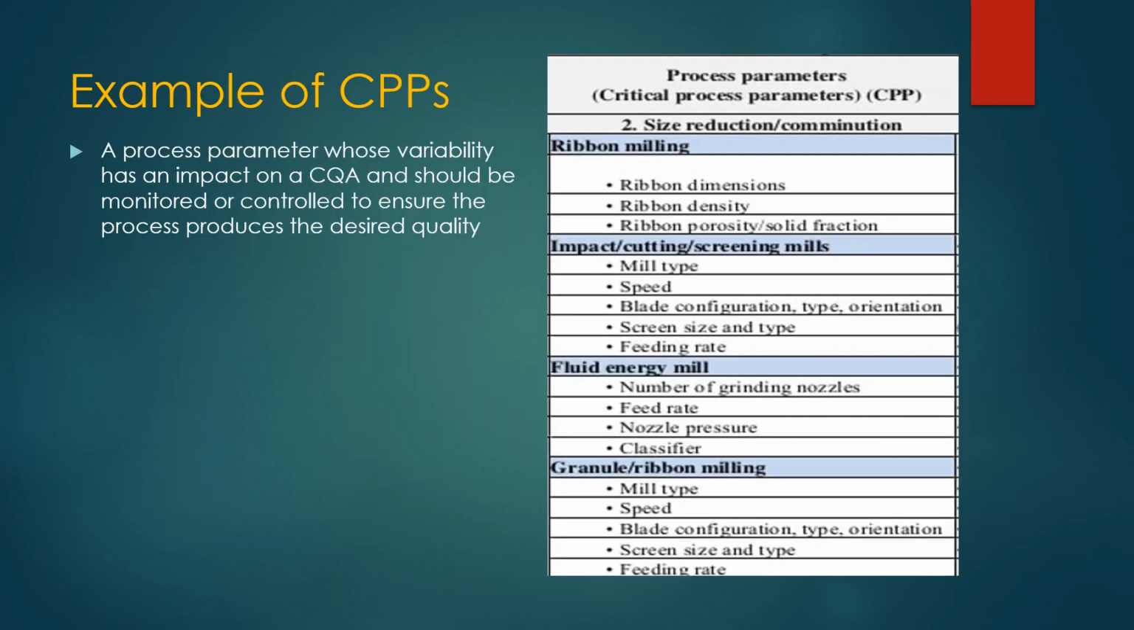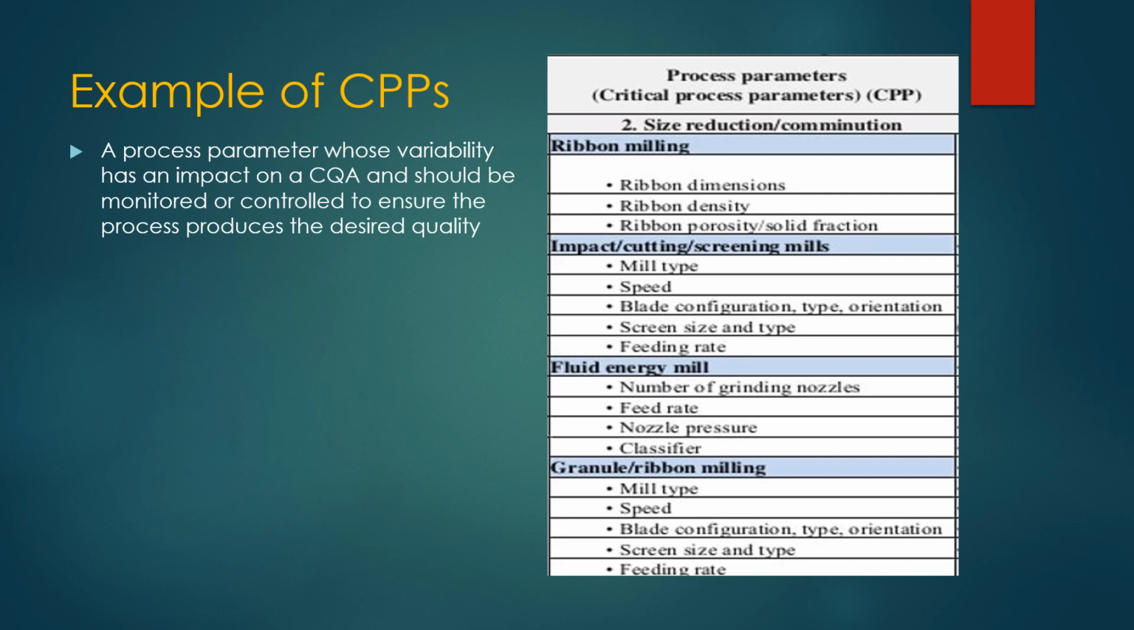Here's the example of CPP. A CPP is a process parameter whose variability has an impact on a CQA and should be monitored or controlled to ensure the process produces the desired quality product. Here's the example of size reduction CPPs. We have already discussed the milling operation earlier.